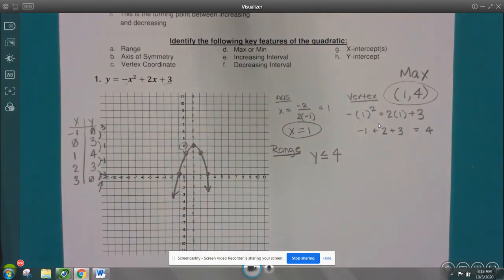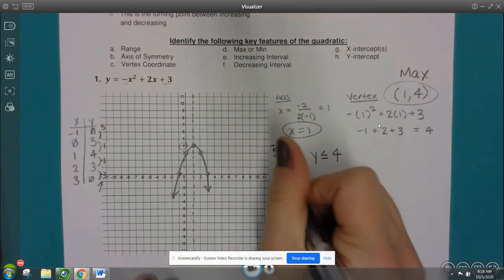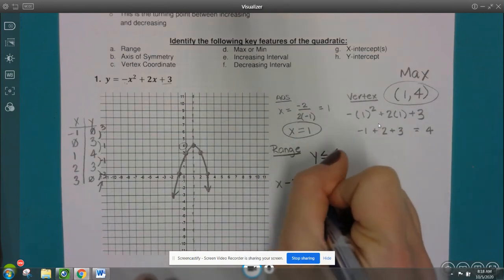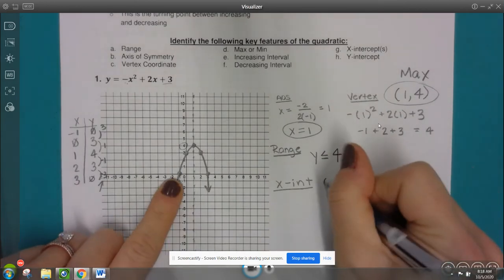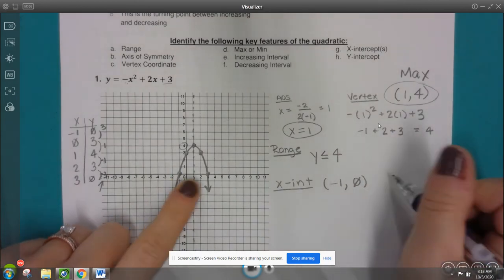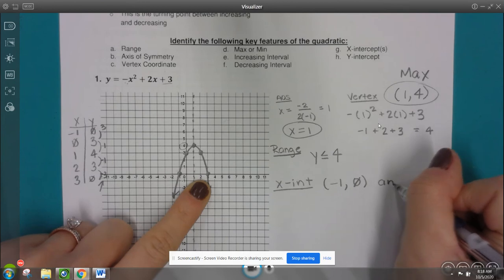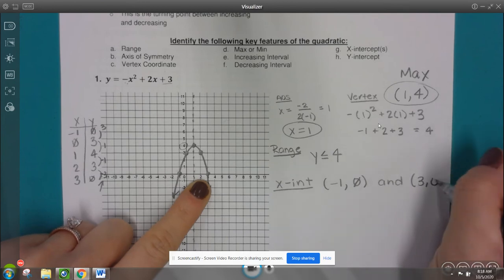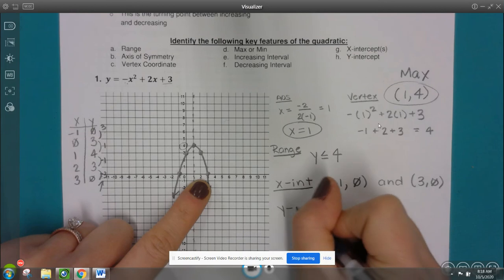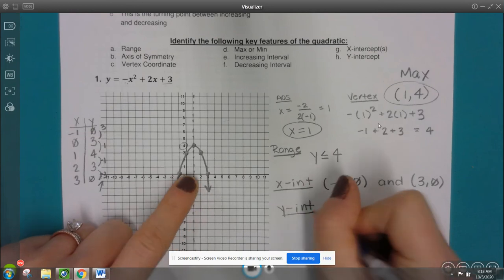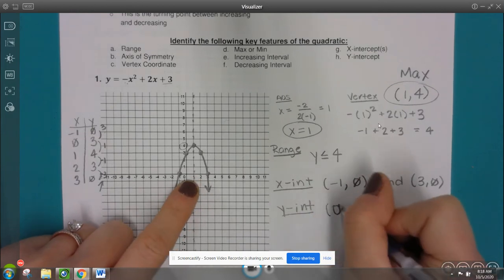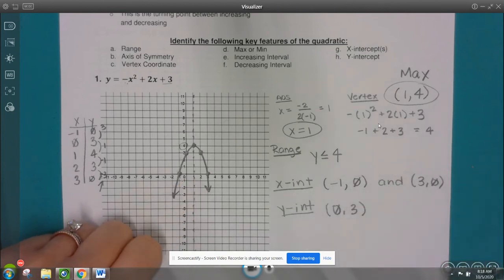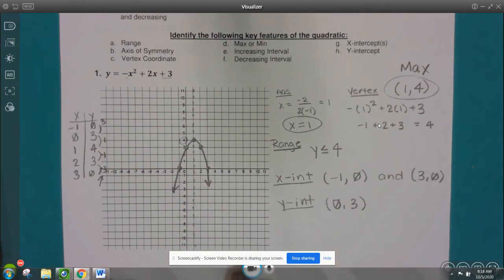I'm going to skip the intervals for just a minute, and I'm going to do my intercepts. So our x-intercepts are at -1, 0, and at 3, 0. My y-intercept is at 0, 3. So now I'm at the point where I'm going to do increasing and decreasing. So let me get a different color here really quick.